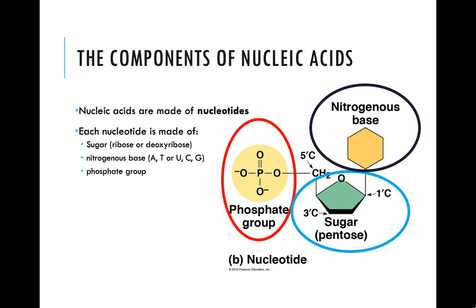And then coming off, you have nitrogenous bases. There are 5 of them: adenine, thymine, and then in RNA, we have uracil instead of thymine. Then our remaining 2 bases are cytosine and guanine. So the change from thymine to uracil between DNA and RNA is another major difference between those molecules.